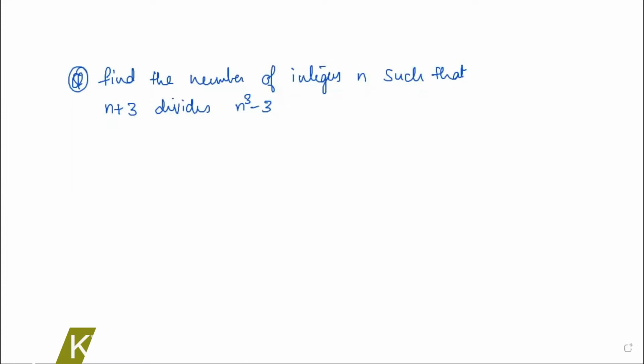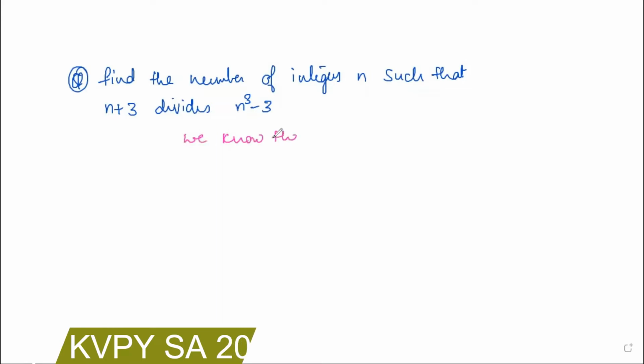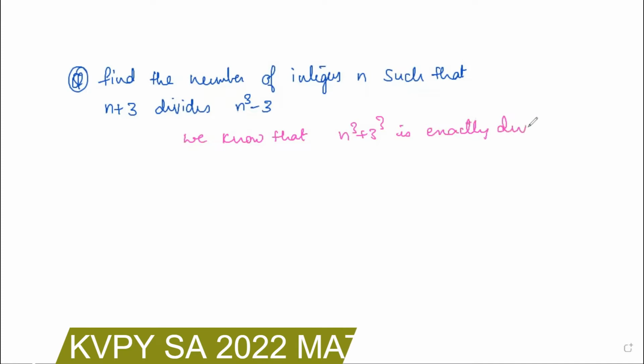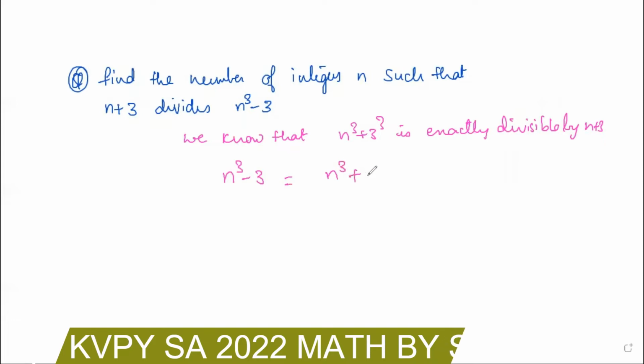Another question is find the number of integers n such that n + 3 divides n^3 - 3. So we know that n^3 + 3^3 is exactly divisible by n + 3. So to n^3 - 3, we can add and subtract 3^3. So after splitting, n^3 + 3^3 is exactly divisible.